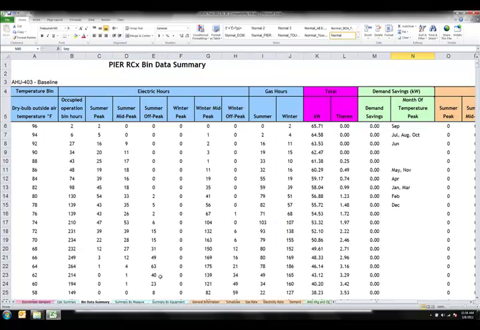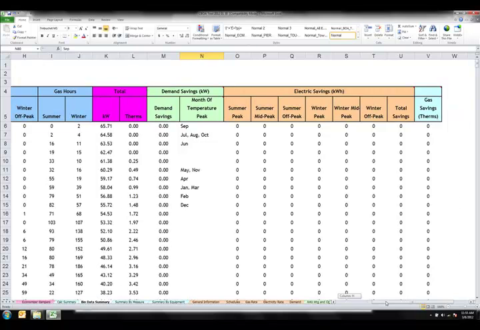The bin data summary worksheet takes the demand values in the outdoor air temperature range applicable for the climate zone from the calculation summary worksheet and applies the hours of operation. The hours of operation per temperature bin and utility peak period are shown in blue for both electric and gas. The total kW demand in therms per hour from the calculation summary worksheet are shown in magenta. The demand savings are shown in green, and then over to the right in orange we can see the electric savings, and then finally in blue the total gas savings in therms.